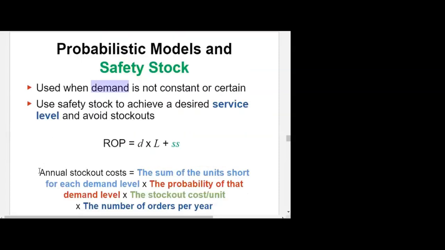So how do we calculate the annual stock out cost? And what is the stock out cost? Stock out cost is the cost associated with when a customer comes in and you don't have the item to sell them. Of course, when a customer comes in and you can't sell to them, you're losing the profit of that customer, right? The profit that you could get from that customer is going to be missed.